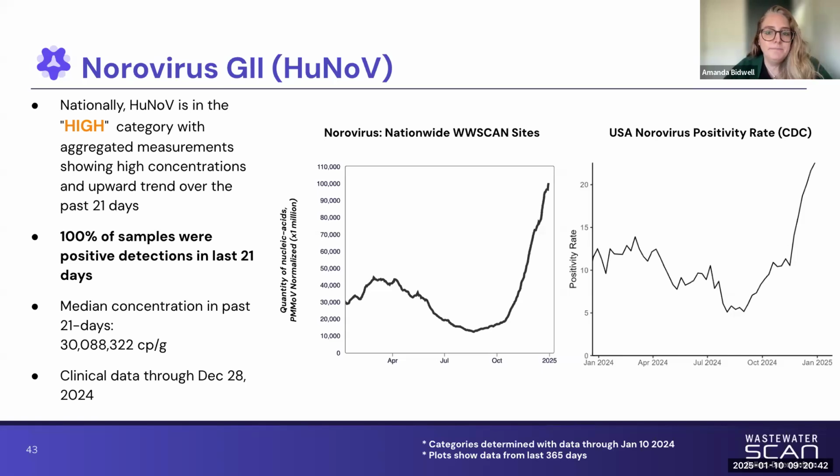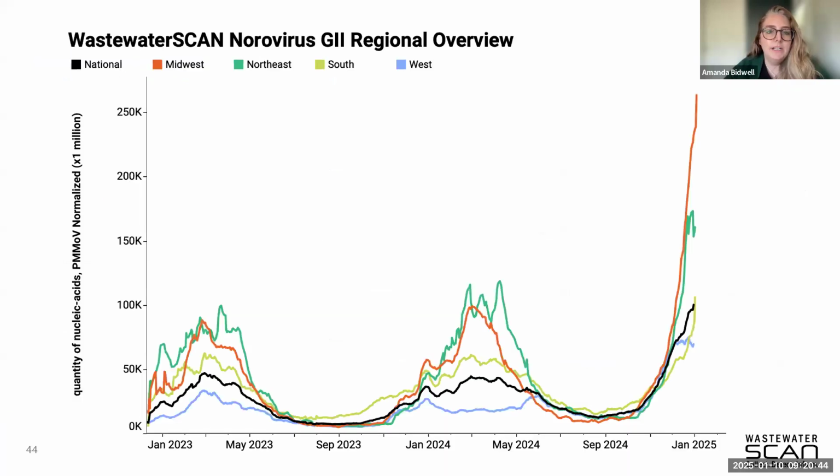Next slide. And just quickly, here is the regional overview for all of the 4 regions and the national aggregate. As I mentioned, we are currently seeing some of the highest levels we've ever detected. This plot shows the last 2 years of the winter peaks that we have observed. And I think that's all I have.